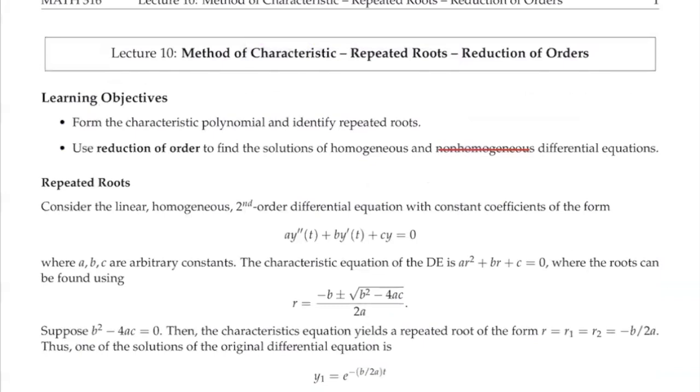We're now going to move on to lecture 11, where we're still talking about the method of characteristics, but for the complex roots.